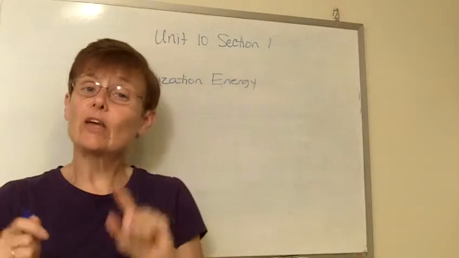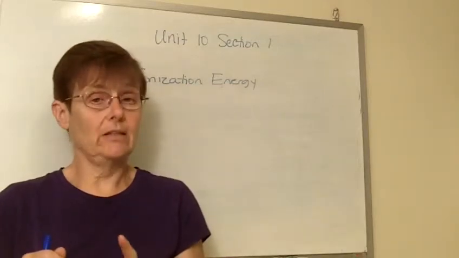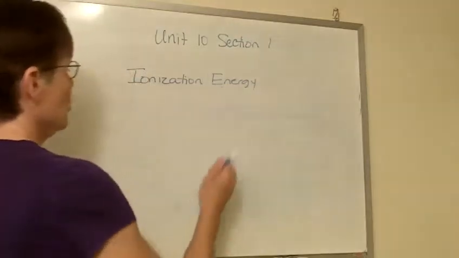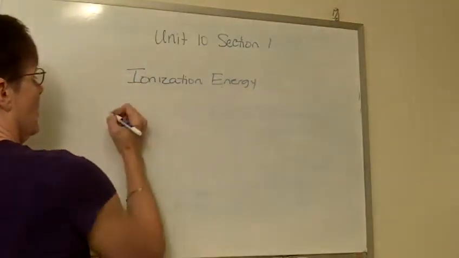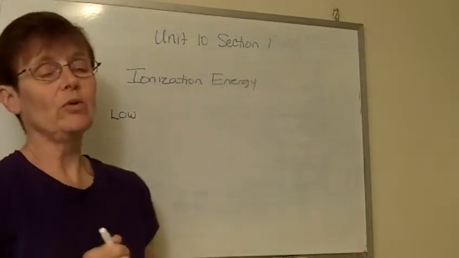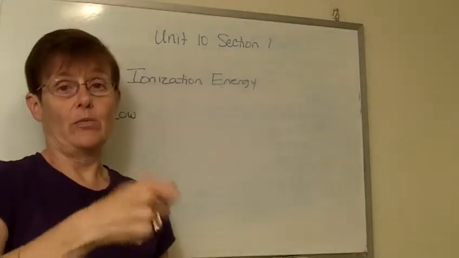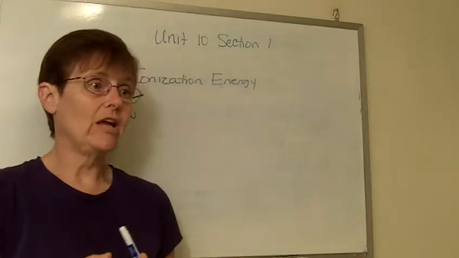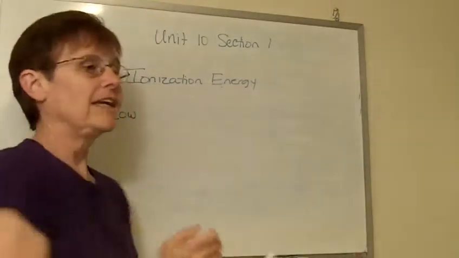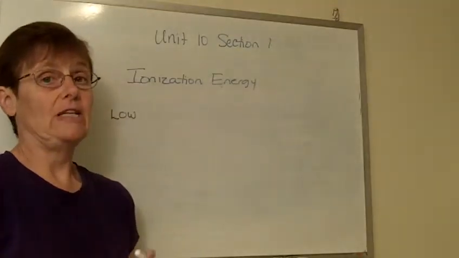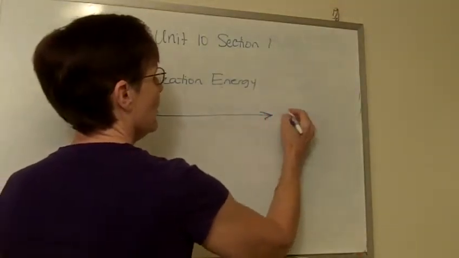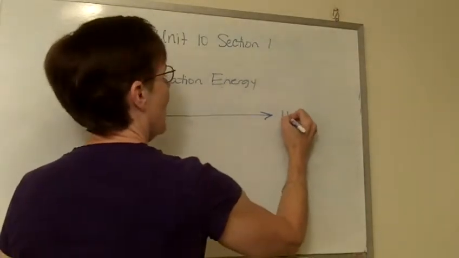And as a matter of fact, they will lose that one electron very easily. So they have a low ionization energy. If you just pretend I have the periodic table over here, we've got low ionization energies on the left because they very easily give up that one electron. It does take energy to get it off, but not tons of energy. Now, as we go across, it takes more and more energy to get these electrons off. So in general, we have a trend towards high ionization energies.